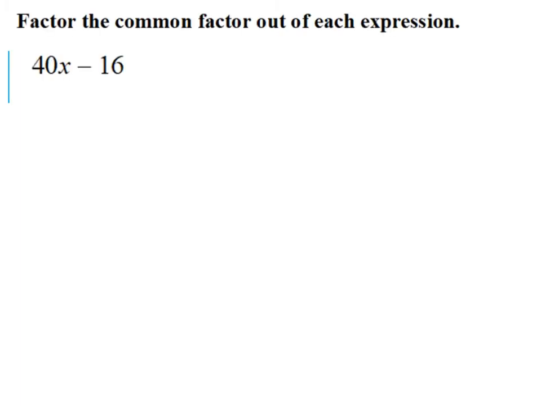So in our first example, it says factor the common factor out of each expression, and we have 40x and 16. First, I want to figure out what's the greatest common factor of 40 and 16. So if I list the factors of 40, I want to go through and list all of them. If I do 40 divided by 1, I get 40. 40 divided by 2 will give me 20. 40 does not divide by 3. If I divide 40 by 4, I would get 10. 40 divided by 5 will give you 8. You can't divide 6 into 40, you can't divide 7 into 40, and then we're back to 8.